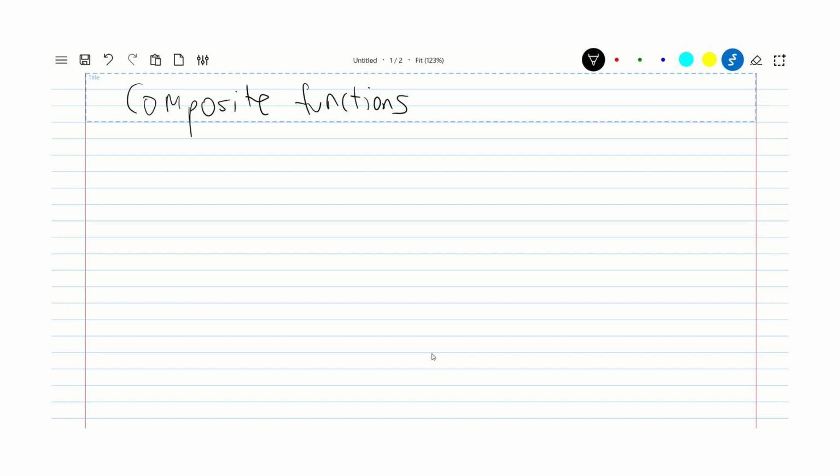G'day everyone. In today's video, we're just going to look at composite functions. And so what we mean by that is a function inside of a function. Before we get to the nitty gritty of it, let's have a think about what we're talking about here.